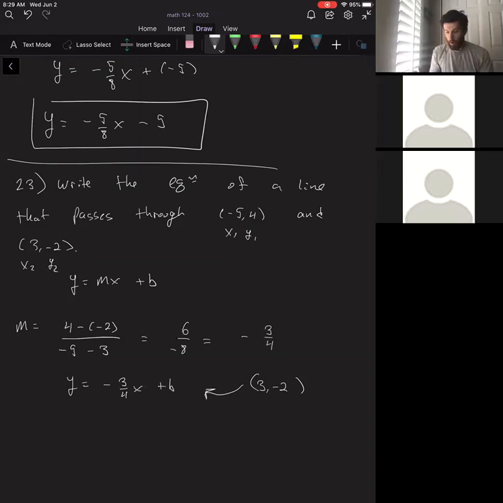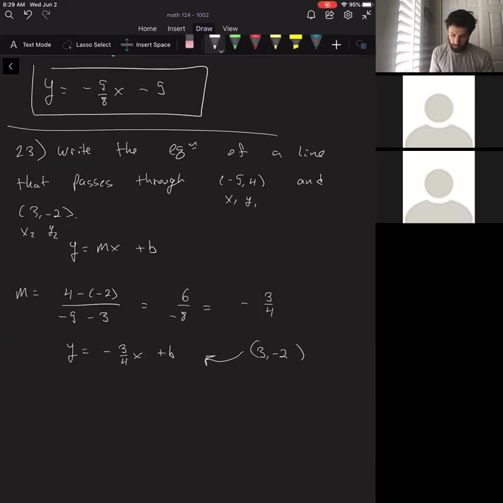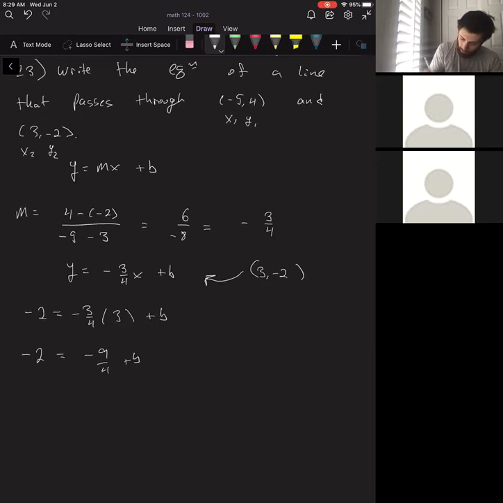Oh, okay. So now we need to take this point and plug it in there to solve for b. So y is -2. We're going to get -2 is equal to -3/4 times x, which is 3, plus b. So we get -2 is equal to -9/4 plus b. So if we add the 9/4 over, we're going to get b is equal to 9/4 minus 2. And with the common denominator, we're going to get 9/4 minus 8/4. That's going to be 1/4. So we found b is 1/4. So now our line is going to be y is equal to -3/4 x plus 1/4.